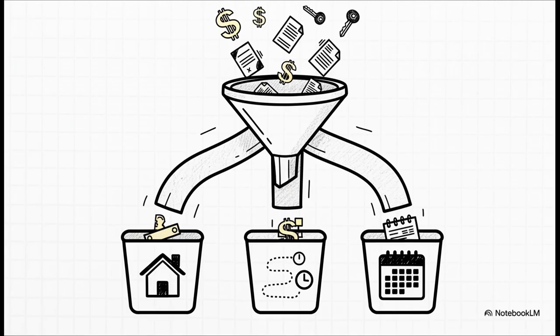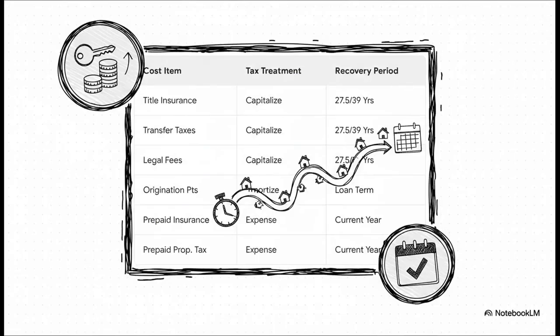Some costs get added to the property's basis itself, others are amortized with the loan, and a third group can be expensed immediately. Let's break down how that actually works. Okay, now what's really important to see here is the precision that's required. For example, your title insurance, per IRC Section 263A, has to be capitalized and depreciated. But then you have your loan origination points. Under IRC Section 461G, those get amortized over the life of the loan. And things like prepaid property taxes, well, you expense those in the current year under IRC Section 164. Every single cost has a very specific home, and it's all backed by statutory authority.